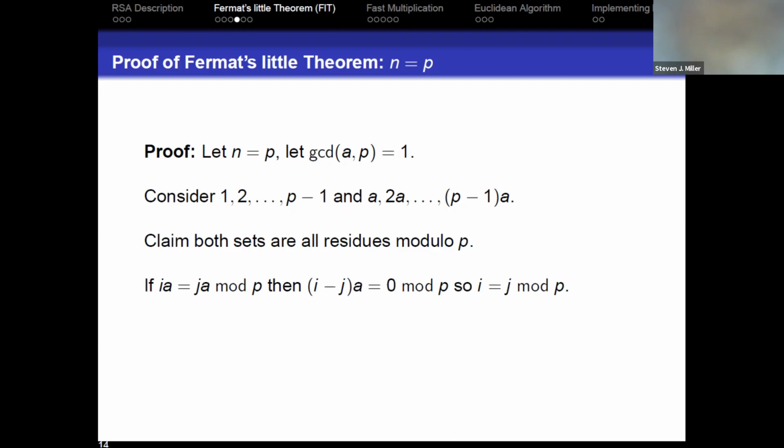So let's say I times A equals J times A mod P. So let's say that two different multiples on the right go to the same number. Well, I can then subtract and I get I minus J times A is 0 mod P. So that means P divides the product. It is amazingly a non-trivial theorem to prove: if a prime divides a product, then it has to divide at least one of the two factors.